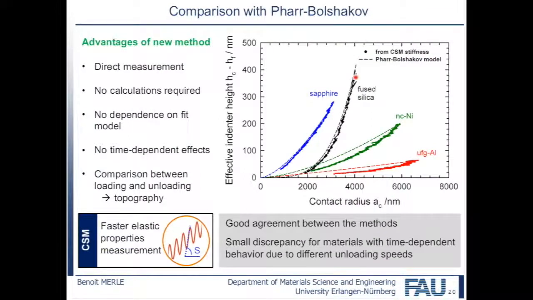We performed the measurements with different unloading rates, and we could not see any difference for fused silica and sapphire. However, there were some differences for nanocrystalline nickel and UFG aluminum. This is partly because of elastic recovery during unloading, and also because the contact area change rate is extremely high for those materials. So there is some technological challenge in measuring this with VSM.